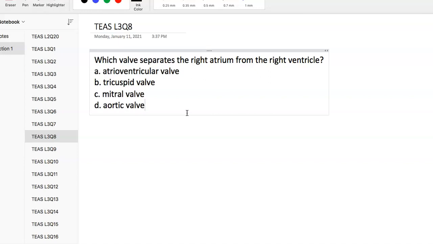Question 8. Which valve separates the right atrium from the right ventricle? And that answer is the tricuspid valve, which separates the right atrium and the right ventricle, while the mitral valve separates the left atrium and the left ventricle. The atrioventricular valves represent both the tricuspid and the mitral valve.